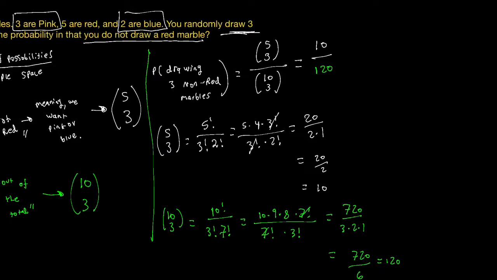So 10 over 12, let's get the percentage. I apologize, 10 over 120. So 10 over 120 is going to give us an approximation of 8.3%.